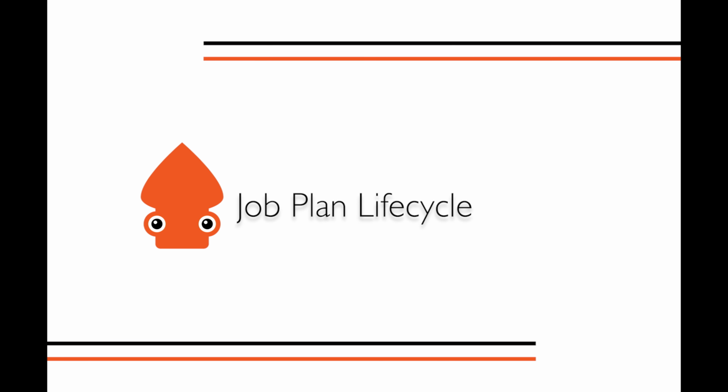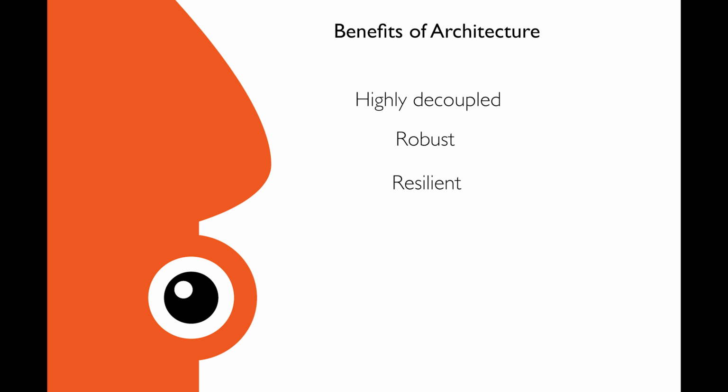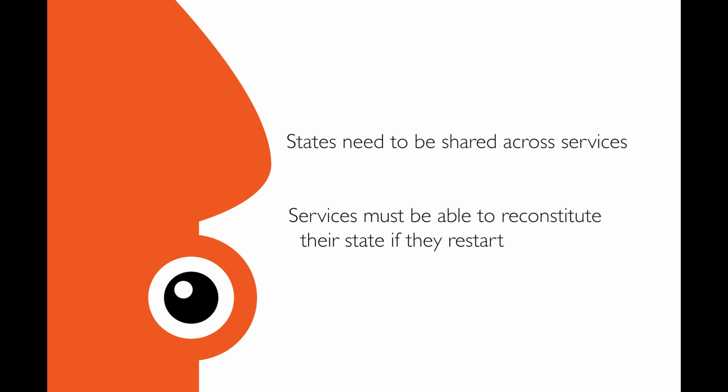So the next concept we're going to be looking at is the job plan lifecycle. Why is a job plan lifecycle necessary? Well, Ikasan employs a distributed microservice architecture, with which come many benefits such as a highly decoupled system, robustness, resiliency, scalability, and reliability. However, a distributed system is also burdened with more complexity due to the following. Nodes in the architecture may need to send state to one another, and nodes may need to adhere to certain startup and shutdown protocols in order to make sure that data integrity is maintained.